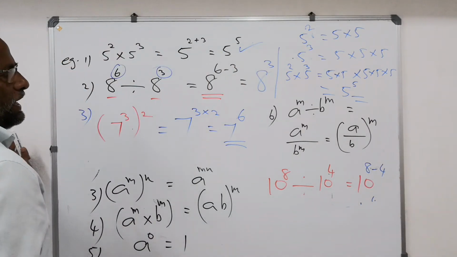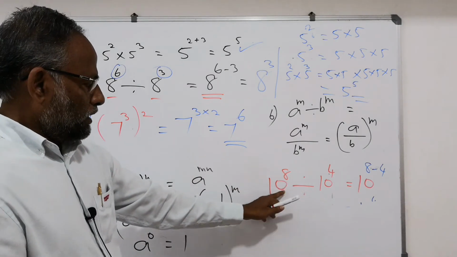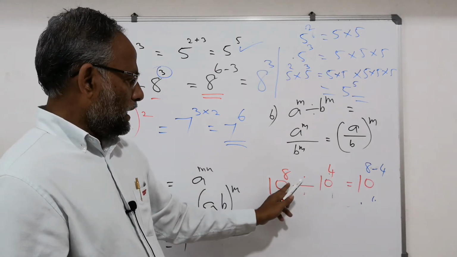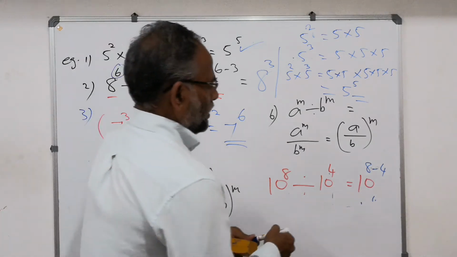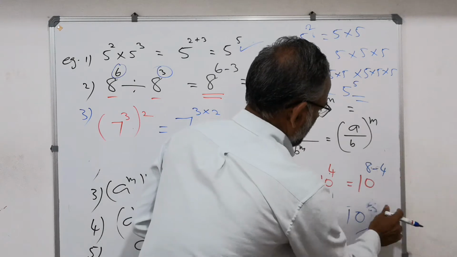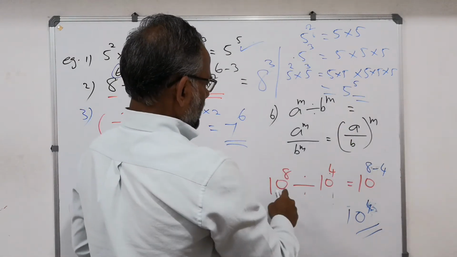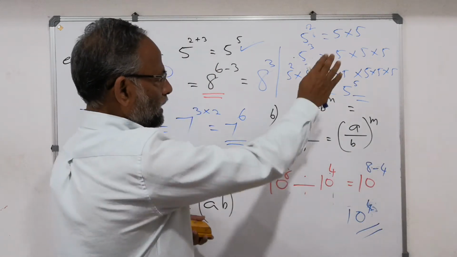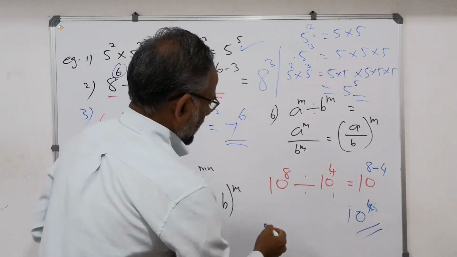Now, after that, as we said before, division: 10 to the power of 8 divided by 10 to the power of 4 means 10 to the power of 8 minus 4. That is 10 to the power of 4. As you told before, this is 10 to the power of 4. There also we can see, we can cut it: 10, 8 times, divided by 10, 4 times. Cut. Here multiply. There you can cut. You are getting the answer.